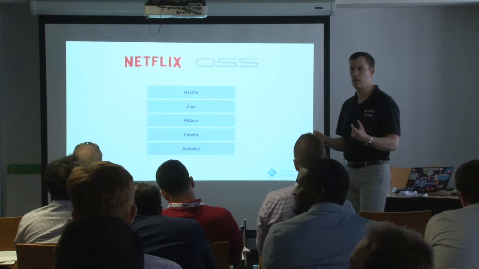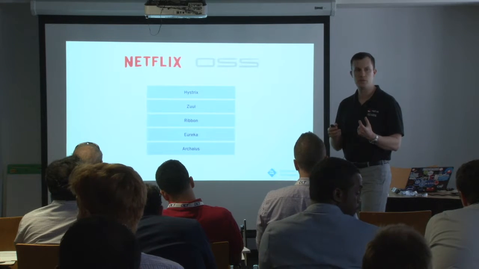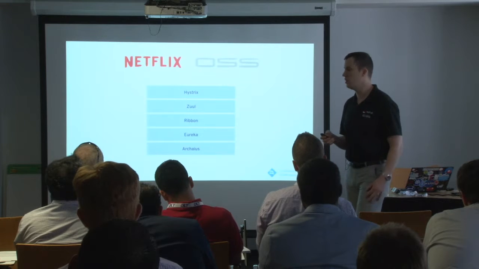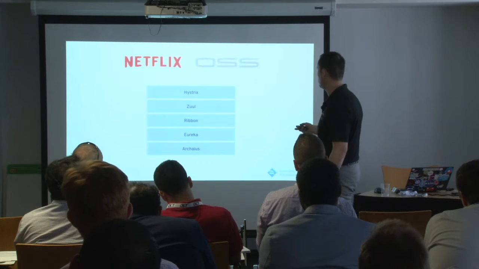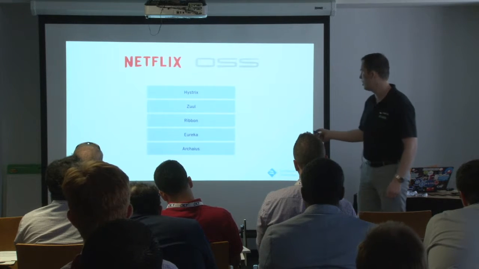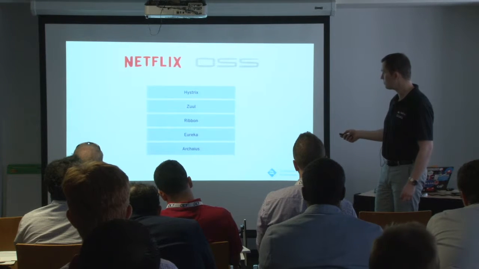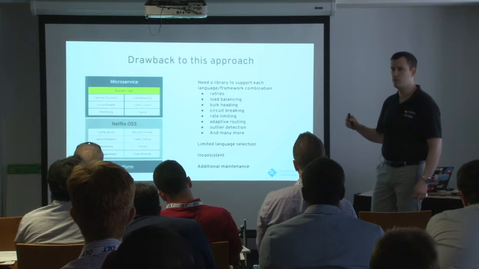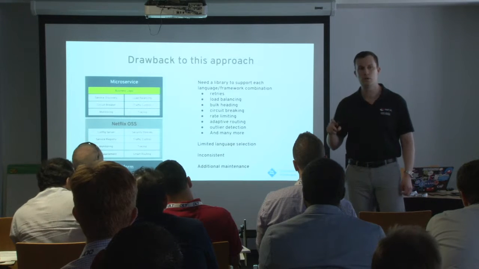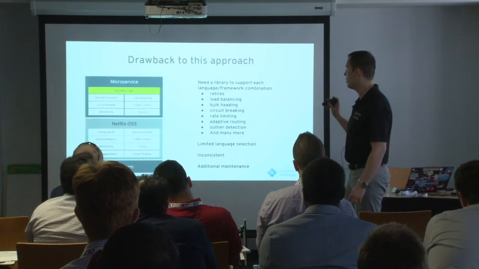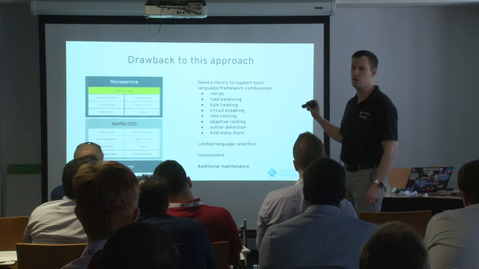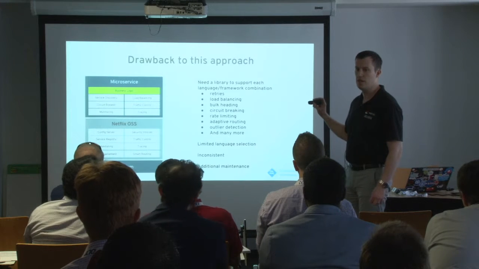Zuul, which is basically a way to handle filters and process requests inside your application. Ribbon and Eureka are load balancing platforms. Archaius was a dynamic properties library. They worked really well, but there are lots of drawbacks to this approach. The biggest drawback is all those things were Maven dependencies inside your Java application that you needed to handle.